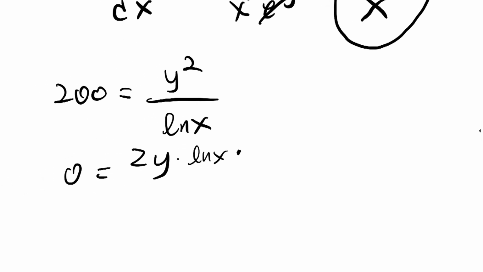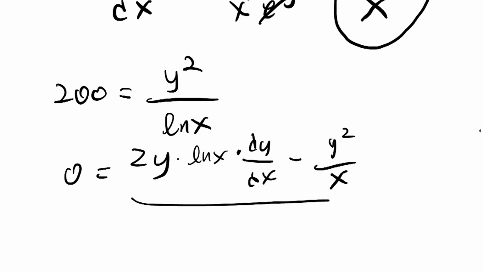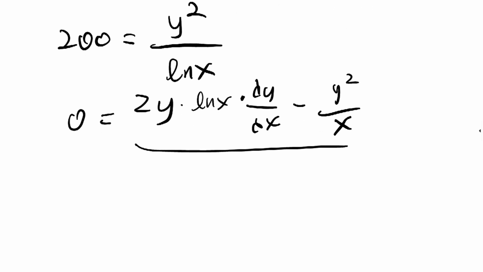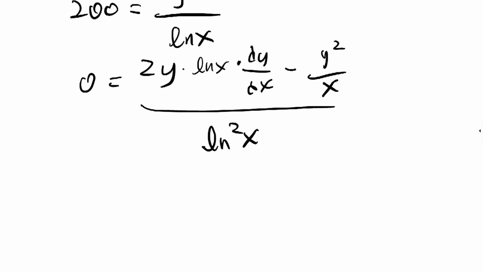So 2y ln x times dy dx minus y squared over x, right? Derivative of ln x is 1 over x, multiply that to y squared, and all of that over ln x squared. And yes, I will do that notation.